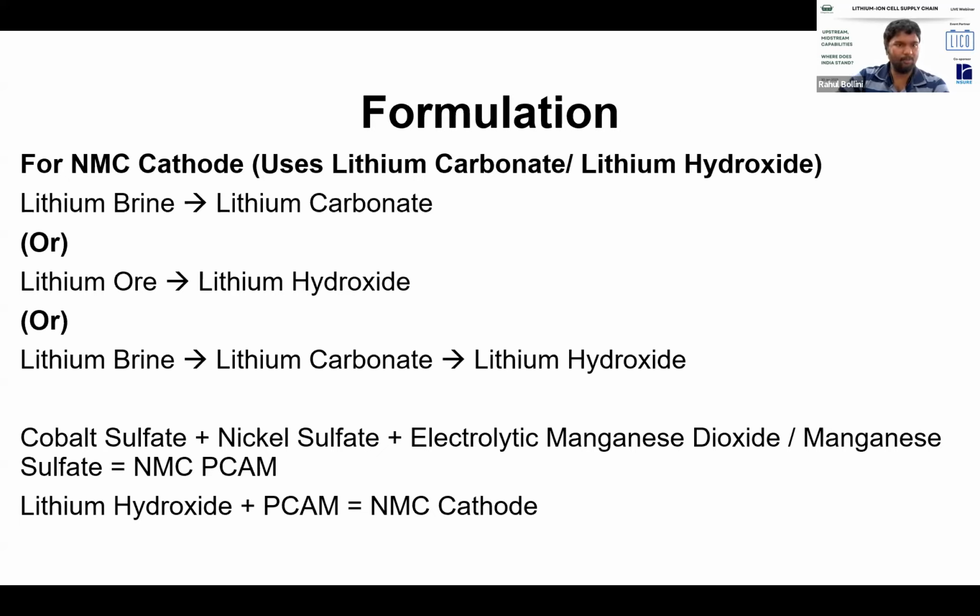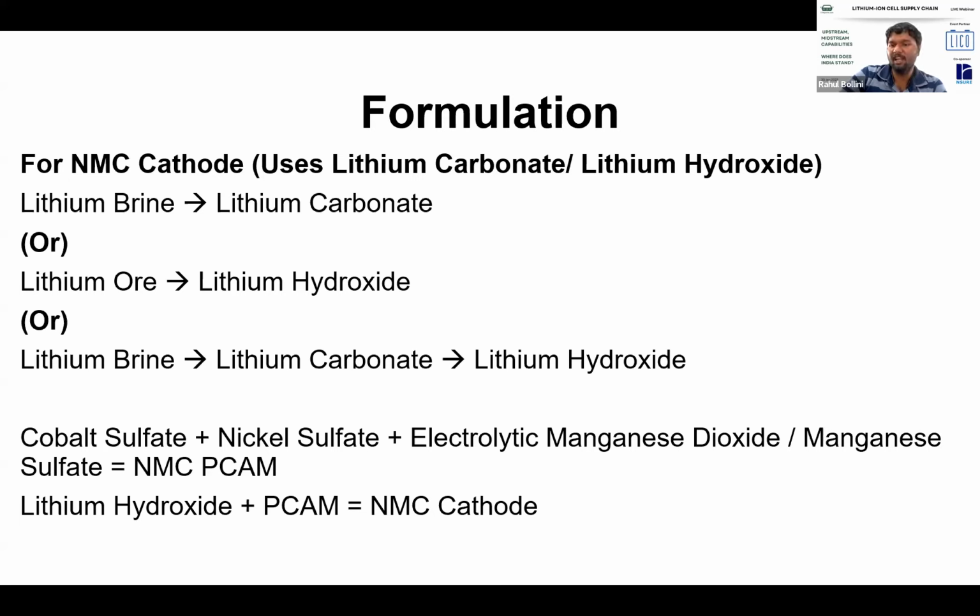So let me show you the example. Here is the formulation of electrolyte. There are many ways to make electrolyte, but this is the most preferred, how the biggest companies in China do it. Coming back to NMC, you can take the sulfate, which is the most preferred: cobalt sulfate plus nickel sulfate, plus either EMD or manganese sulfate. EMD stands for electrolytic manganese dioxide. And then you reach the NMC precursor.